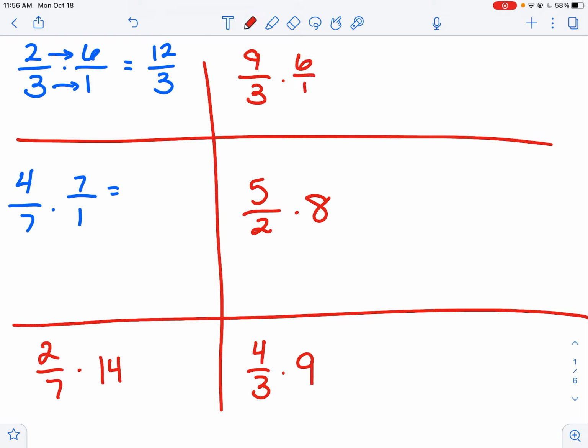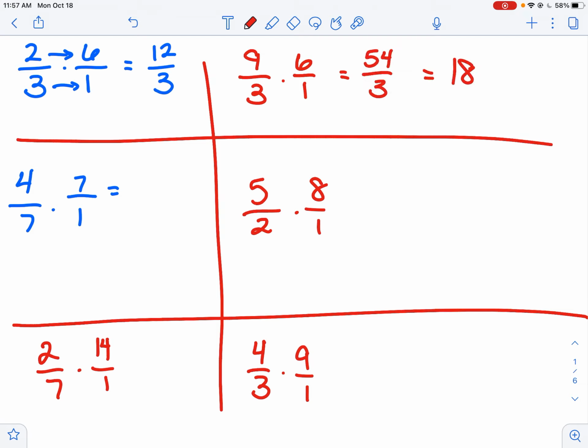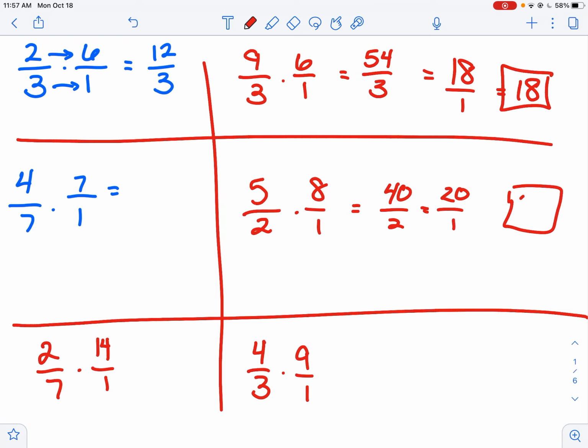Okay, I can rewrite these as 6 over 1, 8 over 1, 14 over 1. Anytime you've got any whole number, you can write that as a fraction over 1. And then you multiply across the top. 54 over 3 would be 18 over 1, or 18. This would be 40 over 2, which is 20 over 1, or just 20.